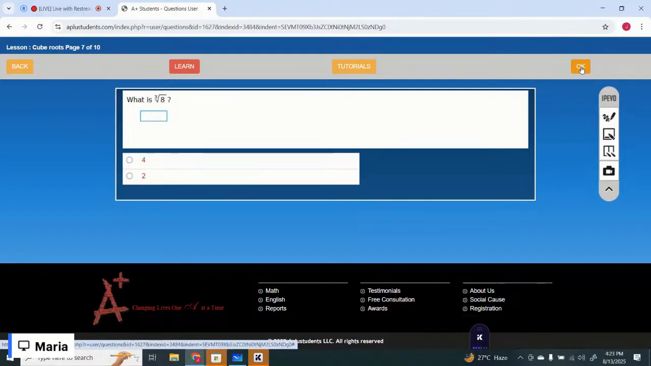What is the cube root of 8? Which is the correct option? That is 2 times 2 times 2. So option number 2 is the correct option. 2 it is.